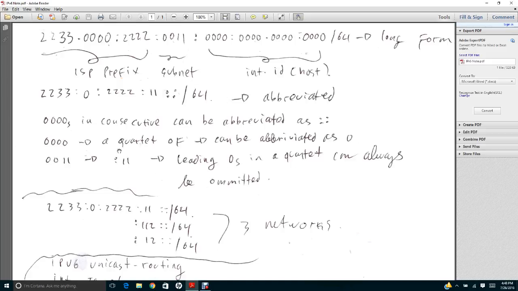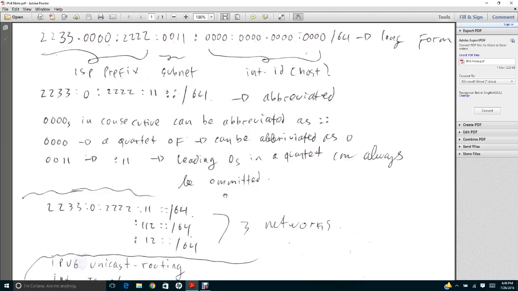So 0011, the first two 0s can be omitted. Alright, and then you see colon colon. So for the last 4 quartets of 0, the 4 consecutive zero quartets can be abbreviated as colon colon. Okay. So the short form of this address can be written as 2233 colon 0 colon 2222 colon 11 colon colon slash 64. That means you are on the 64 network.